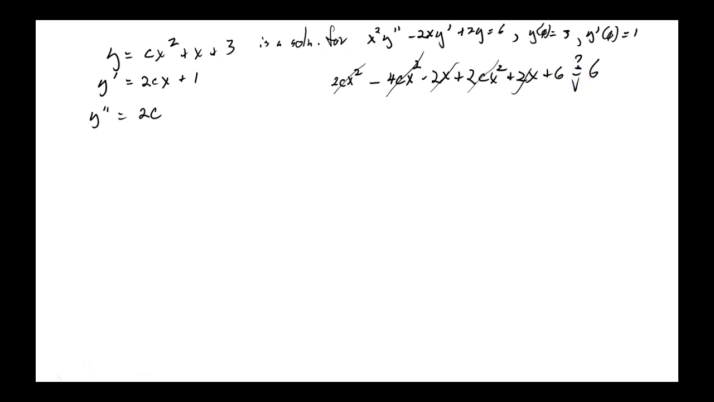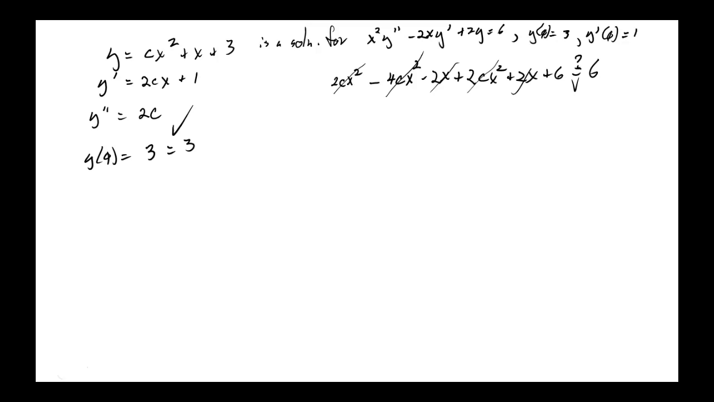Let's check your initial conditions. Y of 0 is equal to 0 plus 0 plus 3, and that's equal to 3. That checks. Now let's do your y prime. Y prime of 0 is equal to 0 plus 1, and that's equal to 1. That checks. Everything looks good. Now, I've got a big problem here.